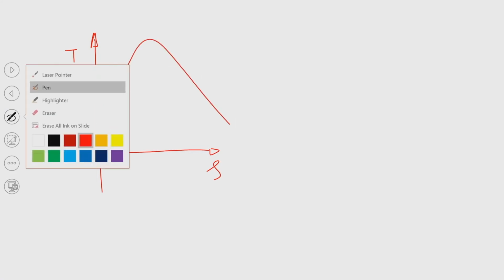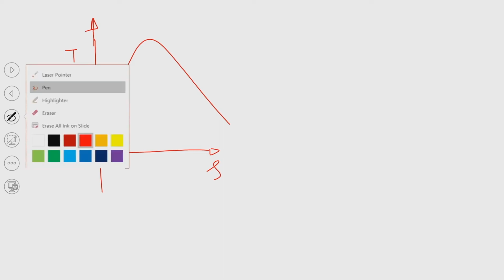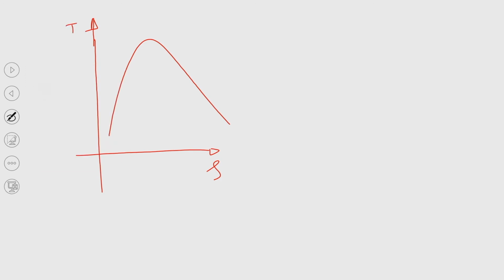Now, say this is T, so this is T max. So, this is T H, okay, and this is T L. So, this is the condenser pressure.